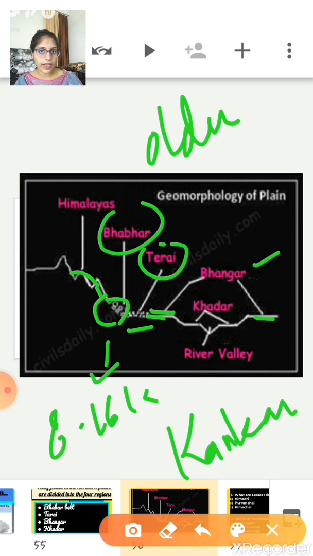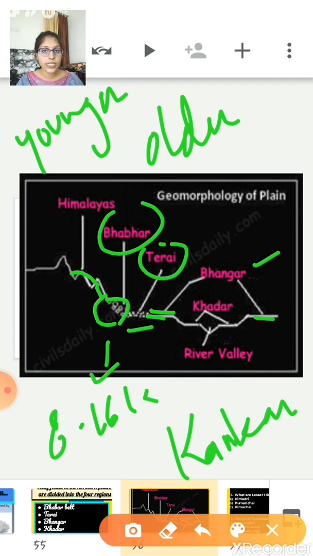Now the third one is the Khadar. It is the flood plain, formed by the younger alluvium, right? The soil in this region is renewed every year because of the flood water, so the soil is very fertile here, and it is also useful for intensive agriculture or farming. So this division is based on relief features.